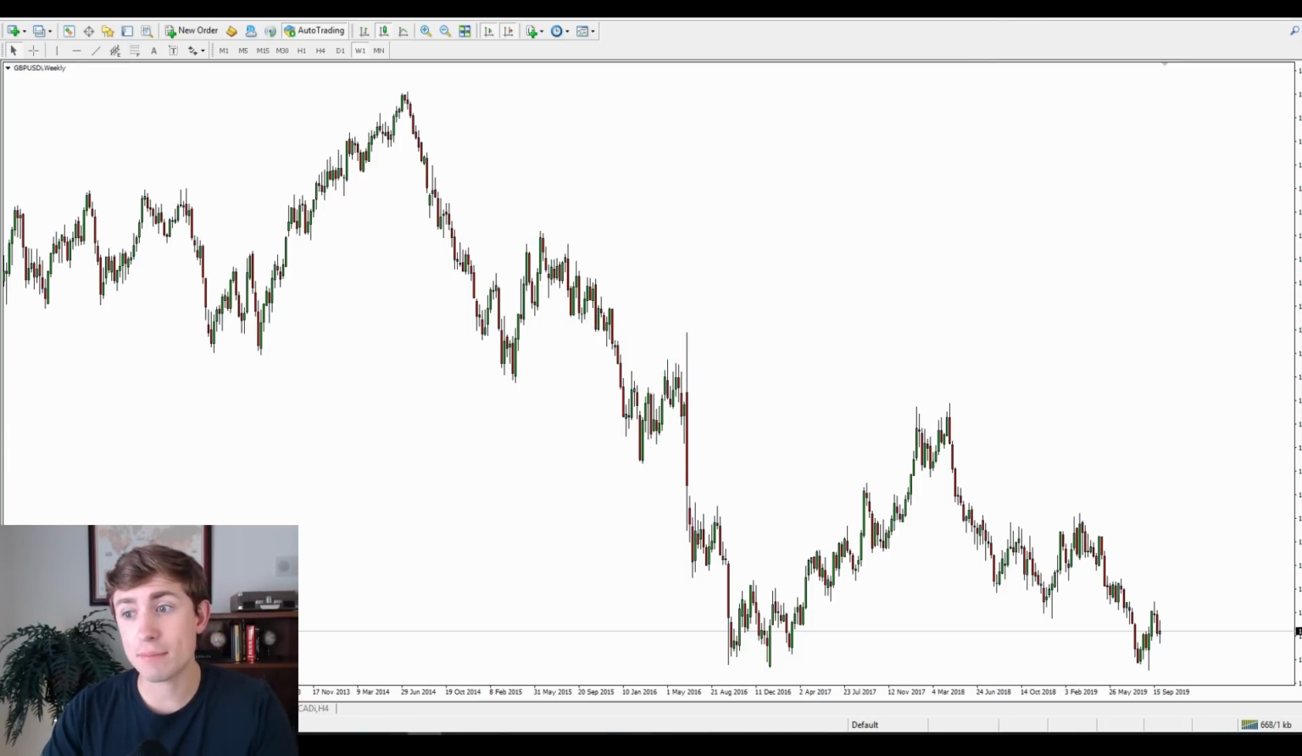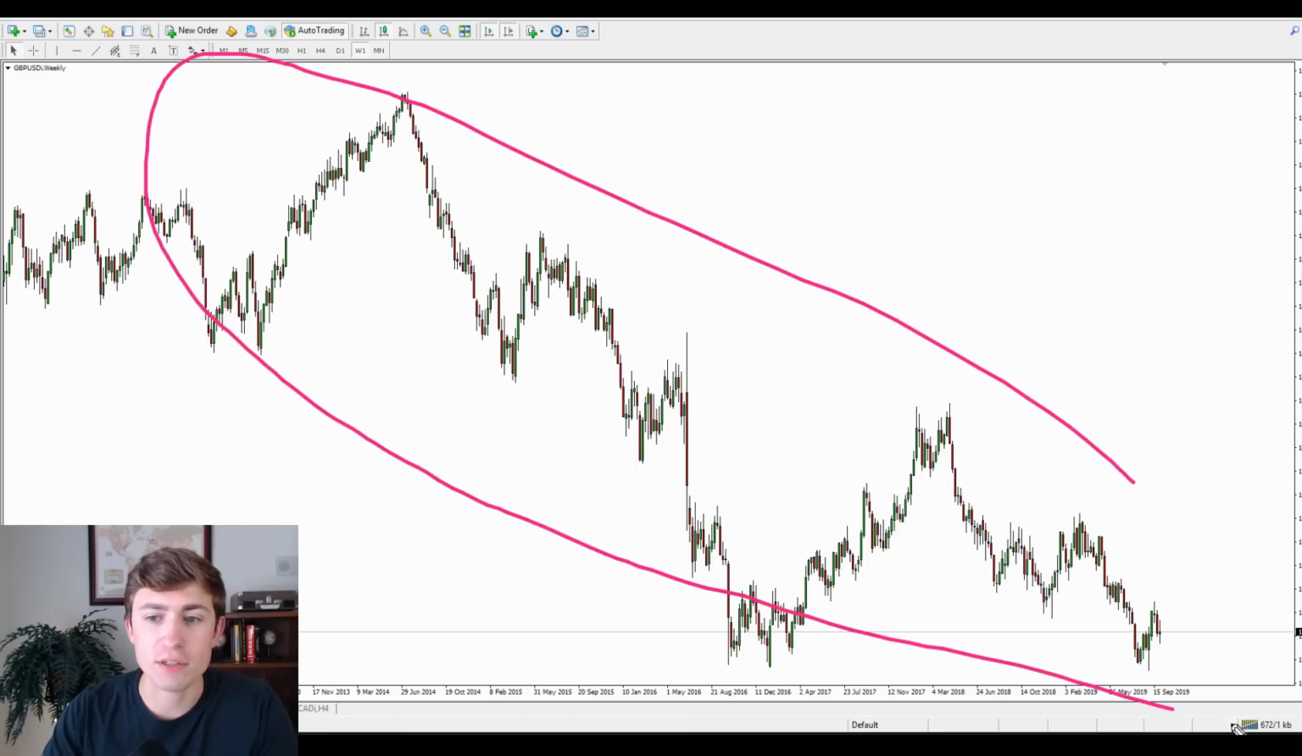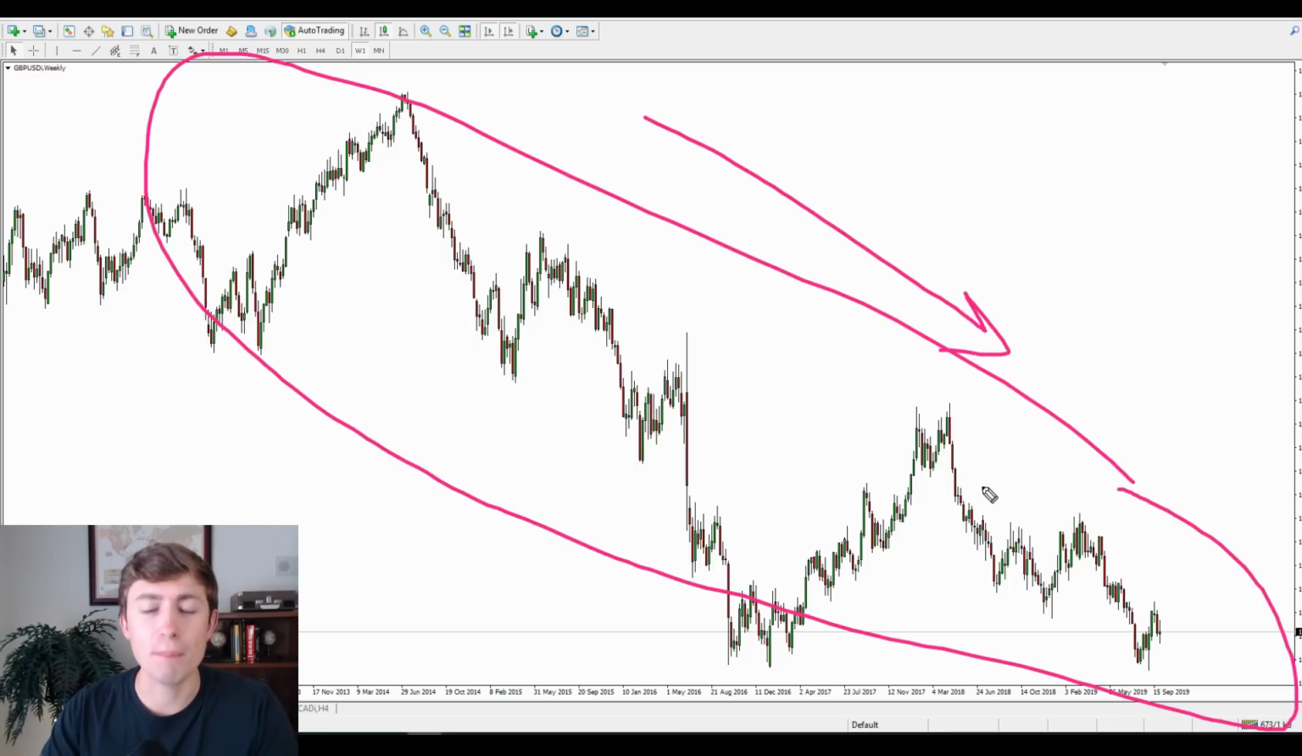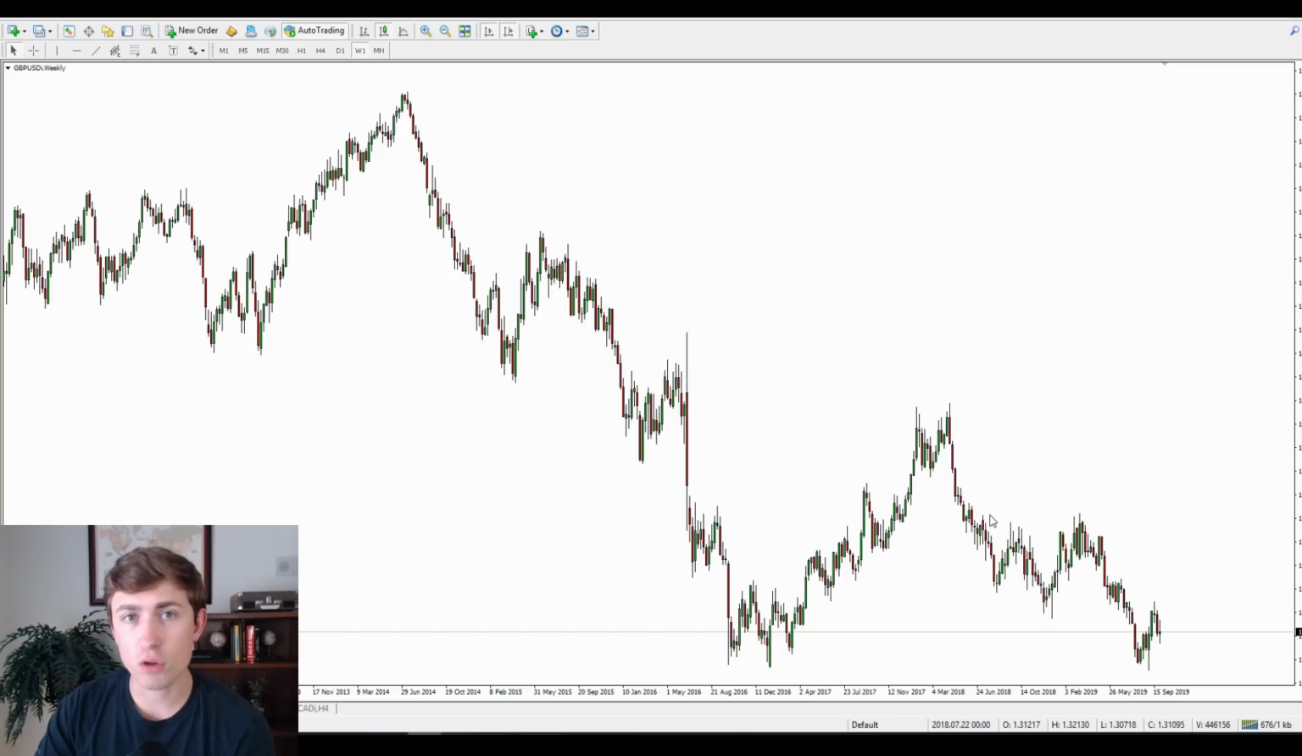And the same thing can happen on the downside. You can see on GBPUSD, this is a weekly chart, and we've had a serious downtrend on this particular market with a lot of downwards momentum. And as trend traders, what we're trying to do essentially is we're trying to capture a piece of that momentum.